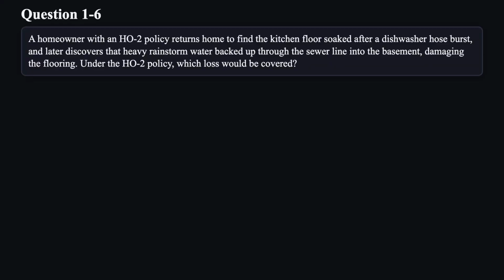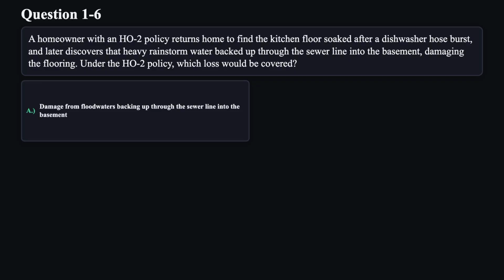A homeowner with an HO2 policy returns home to find the kitchen floor soaked after a dishwasher hose burst and later discovers that heavy rainstorm water backed up through the sewer line into the basement, damaging the flooring. Under the HO2 policy, which loss would be covered?